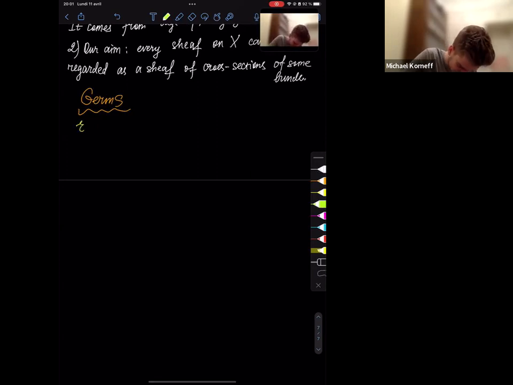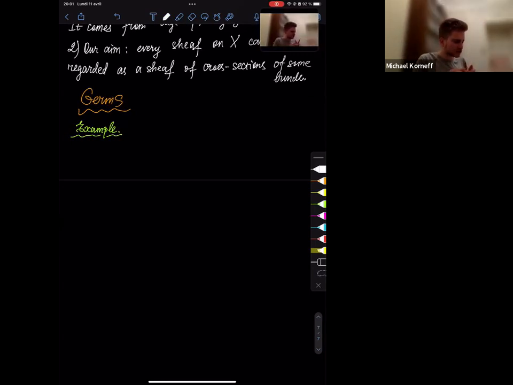Example. This example comes from complex analysis. We can consider holomorphic functions in a domain in the complex plane, and two holomorphic functions are equal if they are equal in some neighborhood.